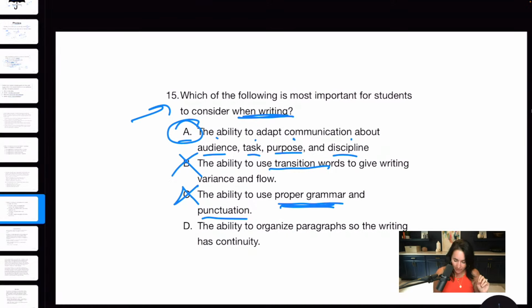D, the ability to organize paragraphs so the writing has continuity. D is important, but not as important as A. D would be the distractor. And the distractor is the almost correct answer, okay? So D is out. A is the best answer here, and that brings us to the end of the multiple choice questions.